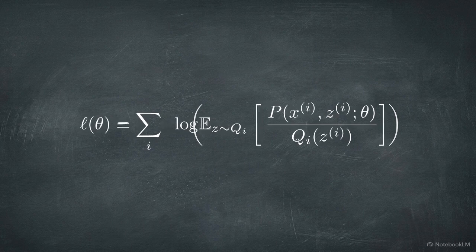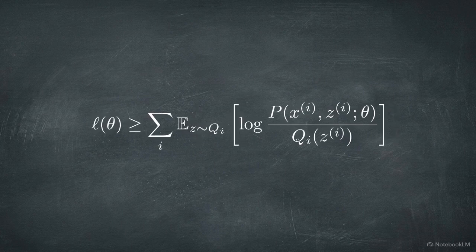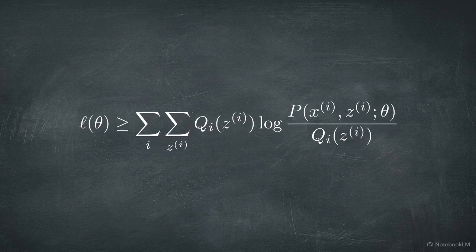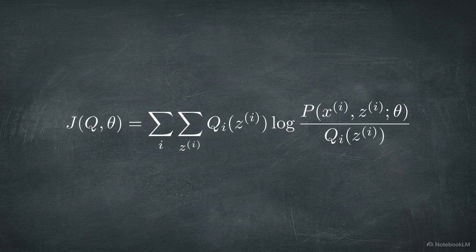Now we apply Jensen's inequality. Because the logarithm is a strictly concave function, we can move the log operator inside the expectation brackets. Consequently, the equal sign transforms into a greater than or equal to sign. Expanding the expectation back into a standard summation reveals a final, tractable formula.